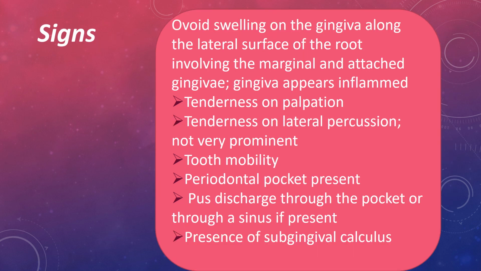Coming to the signs, a swelling on the gingiva along the lateral surface of the root, involving the marginal and attached gingiva. So the gingiva usually appears inflamed. With this, there is swelling. Tenderness on palpation is present, and tenderness on lateral percussion, not very prominent. Tooth mobility is evident, and a periodontal pocket will be present. Pus discharge through the pocket or through a sinus, if present. Then presence of subgingival calculus.